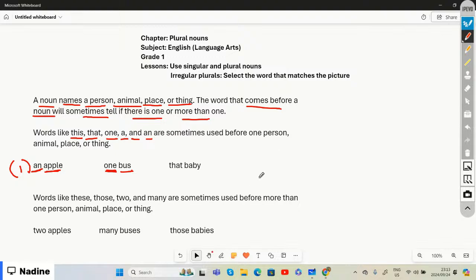And then we have that baby. So if there are two cute little babies, but you're only pointing to the one baby with the bow on and you're saying that baby, it makes mention that you are only talking about the one baby. So that baby.